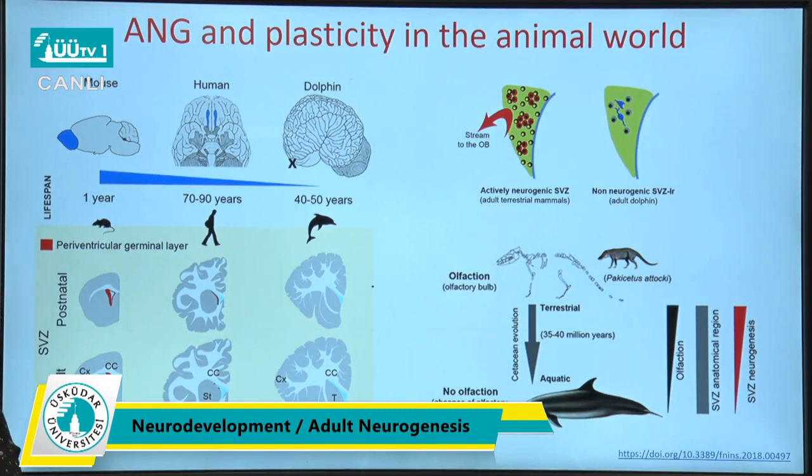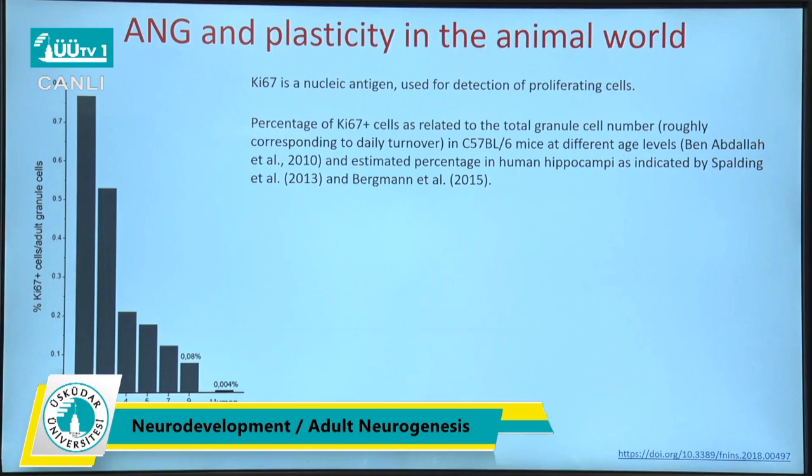So as I said, the subventricular zone neurogenesis seems to be more related, the strong reduction seems to be more related to the function of the olfactory bulb. Alright, so let's move on and look at other studies.